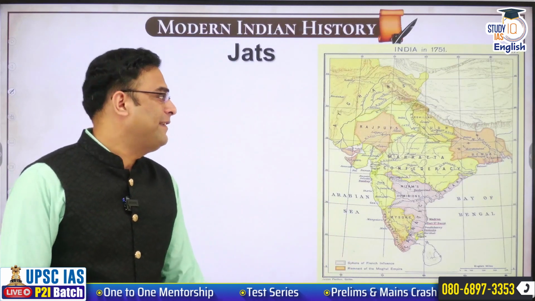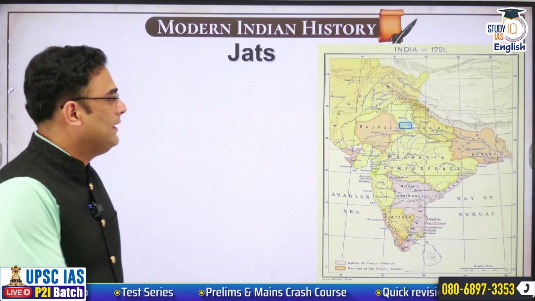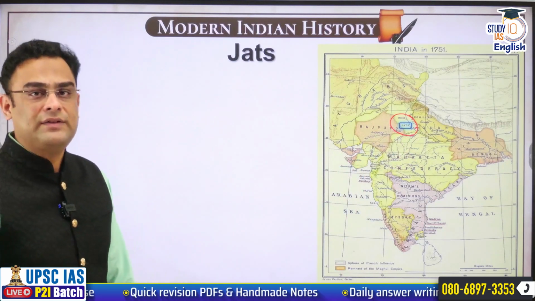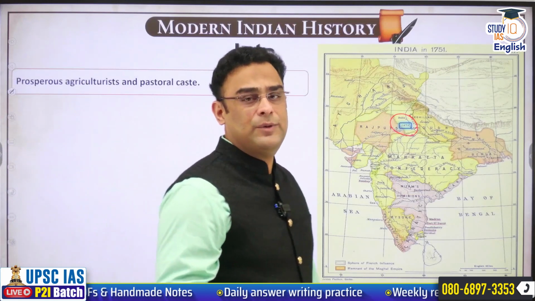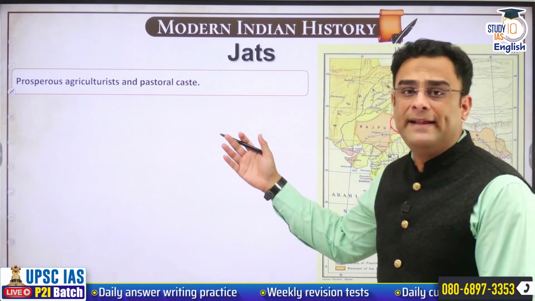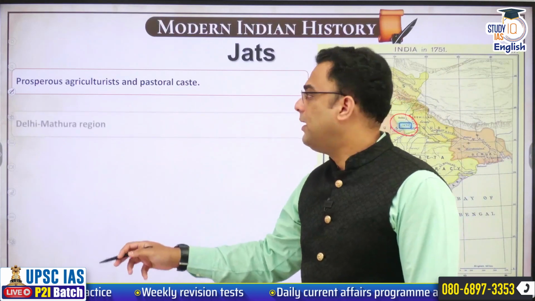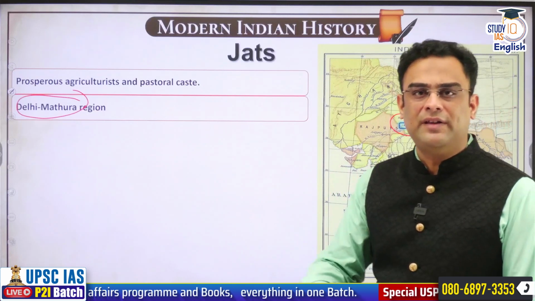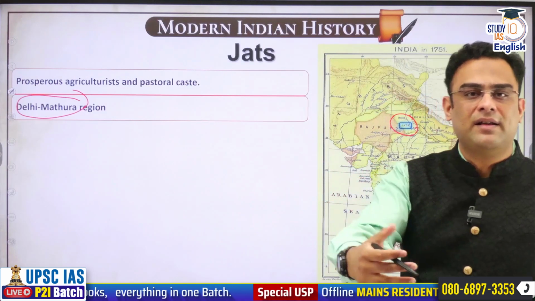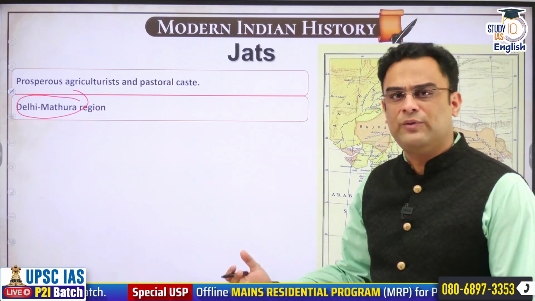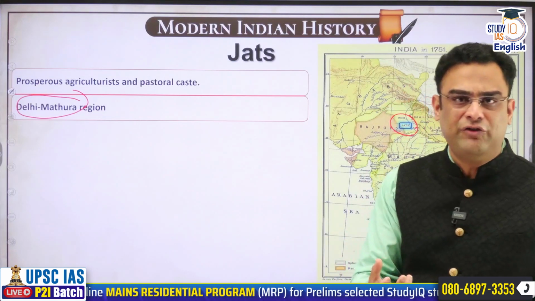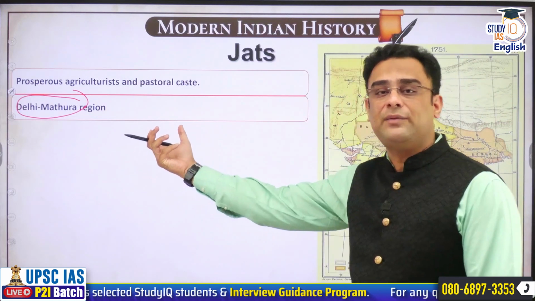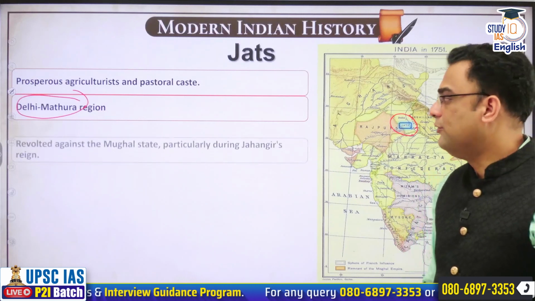Have a look at the map, guys. Basically, where is the area of Jats? This is the area of Jats around the Delhi-Agra region. The Jats are essentially a prosperous peasant community in the region of Delhi-Mathura. While they are spread across different parts of western Uttar Pradesh, northeastern Rajasthan, Haryana, some parts of Punjab, and all of those areas also, the concentration of Jats back then was strongest in the Delhi-Mathura region, and that is where they will be forming their state also.